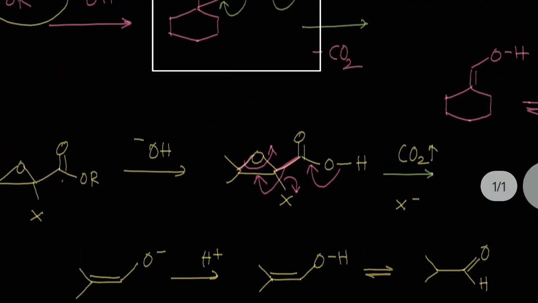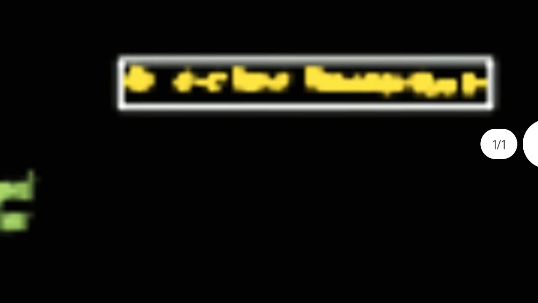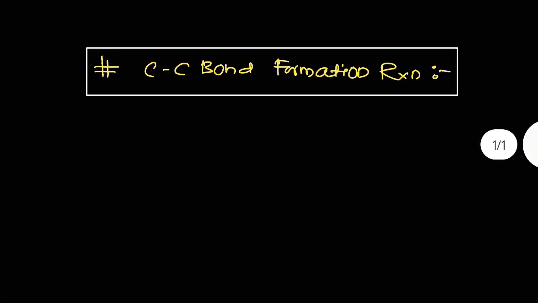This is one of the important reactions based on the carbanion or C-C bond formation principle. That reaction is called the Darzens condensation. So I hope you get this point and this mechanism, particularly based on that carbon-carbon bond formation reaction. So thank you for watching.